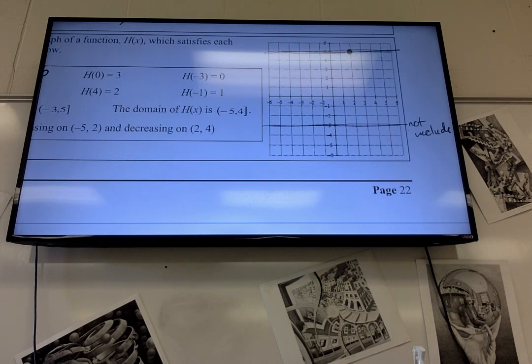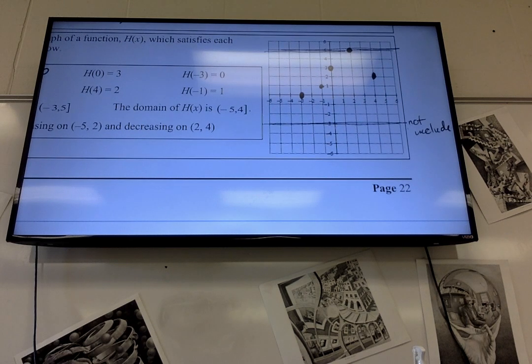h of 0 is 3, so I put a dot at 0, 3. h of 4 is 2, so I put a point there. h of negative 3 is 0, so that's negative 3, 0. And h of negative 1 is 1. The domain is negative 5, again, doesn't include that, to 4. So it's going to stop here at the 4.